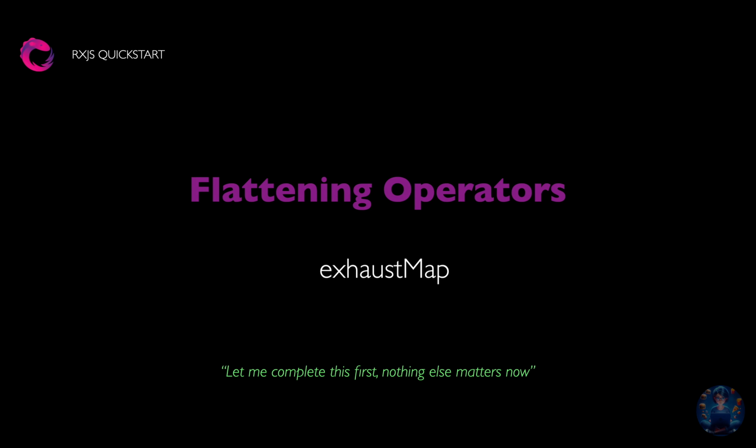Hello everyone. In this video, we are going to learn about exhaustMap. exhaustMap maps each value emitted by a source observable to an inner observable and flattens these observables into a single stream. Unlike the other operators, exhaustMap ignores any new inner observable if one is already active. It only processes a new observable when the current one completes. Let's head to VS Code and try out an example.